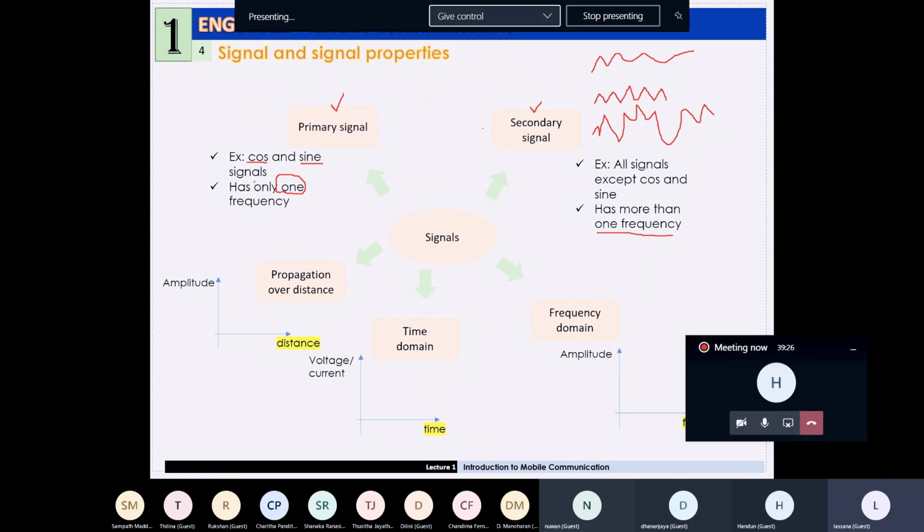Secondary signal means a sawtooth signal, triangular signal, or any signal that has a different shape than sine and cos. And at the same time, to understand these signals, what you call primary and secondary, we may need to draw those signals. For example, here I just sketch some signals, but you need to draw or sketch those signals in a proper manner so that at least you can see the signal.